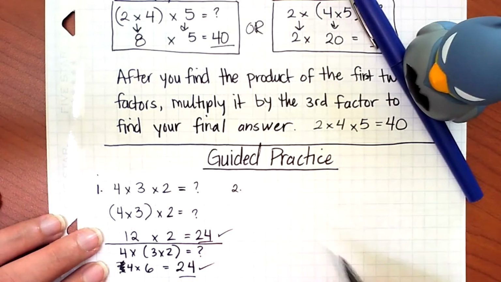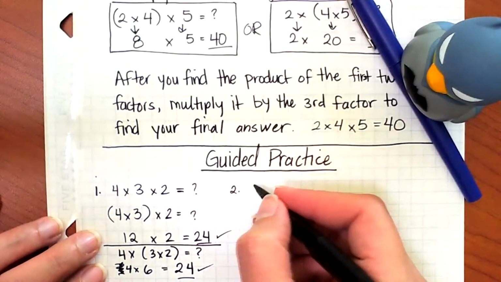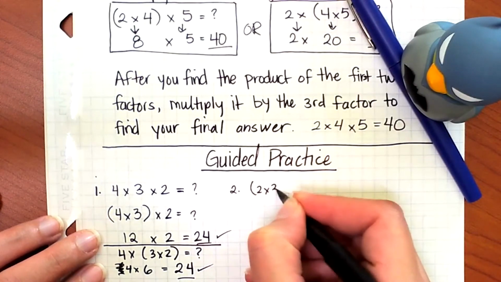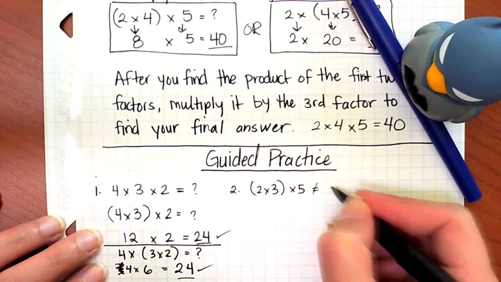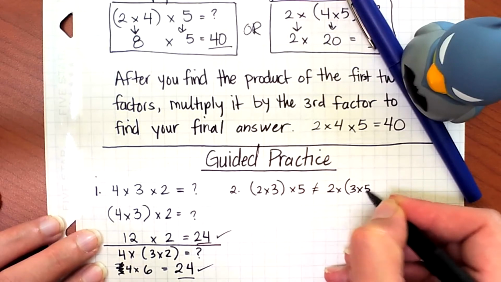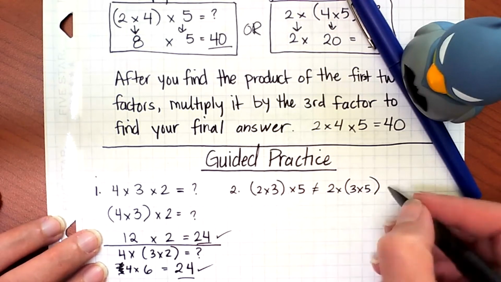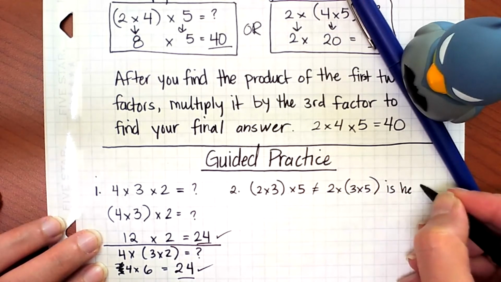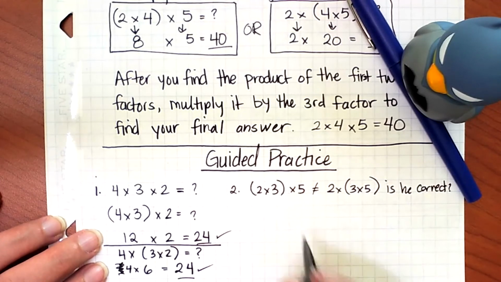Now for number 2, it says Billy concludes that the product of 2 times 3 times 5 is not equal to the product of, so let me draw this out for you. He's saying that 2 times 3 in parentheses times 5 is not equal to 2 times the product of 3 times 5. Is he correct? And then we need to explain why.